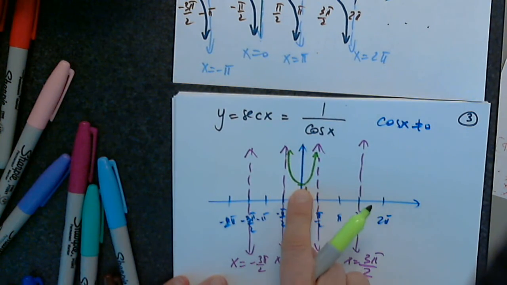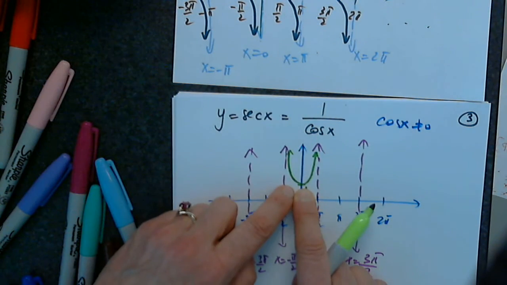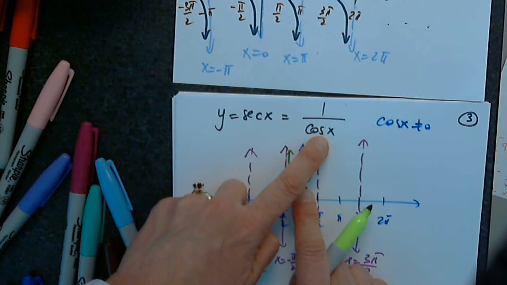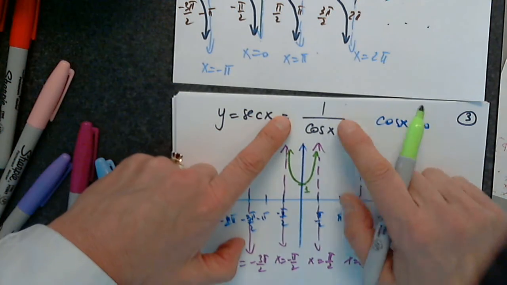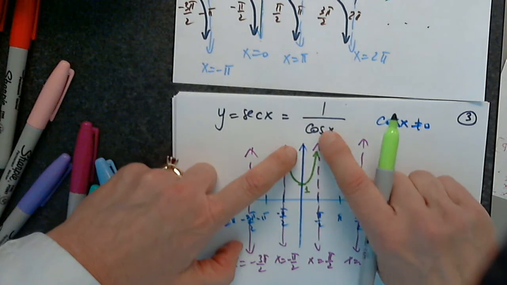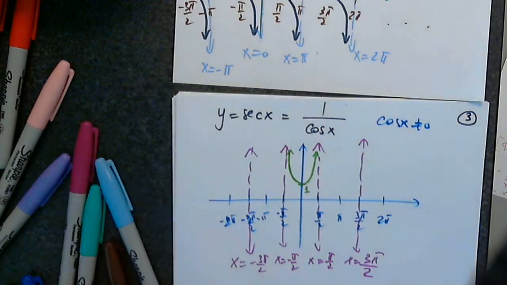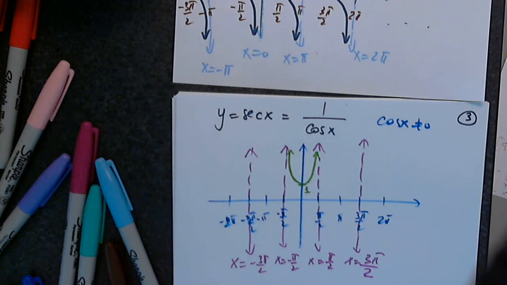And this is the minimum possible, because when cosine is 1, 1 over 1 will be 1, and when cosine is smaller than 1, it will blow up. And this is the fourth quadrant. Therefore, cosine is positive here and here, so that's why it looks like a parabola. It's not, because it has vertical asymptotes. It cannot be a parabola.